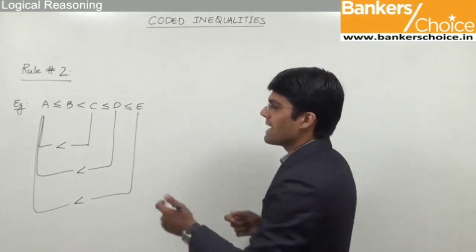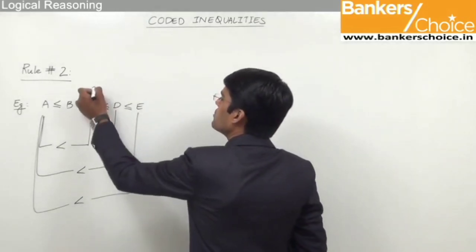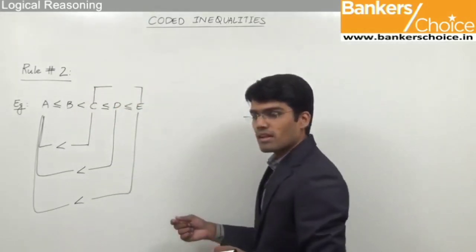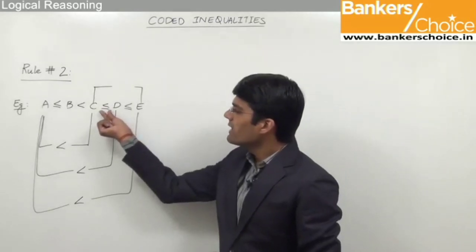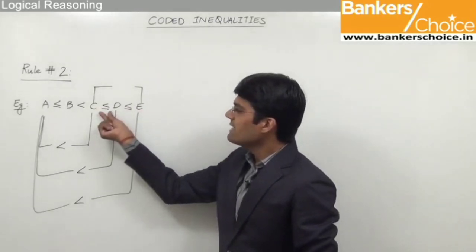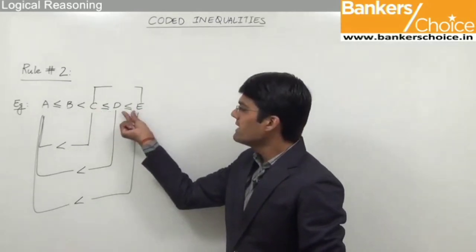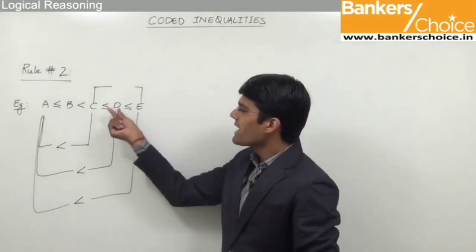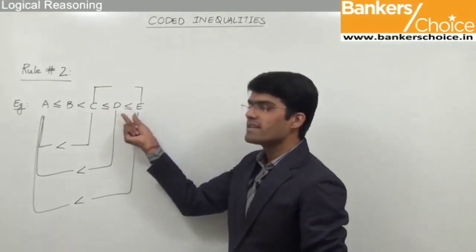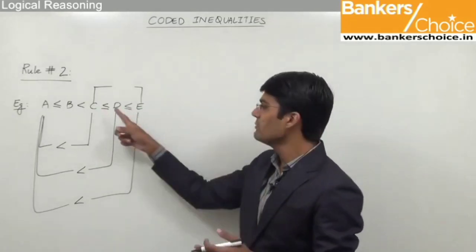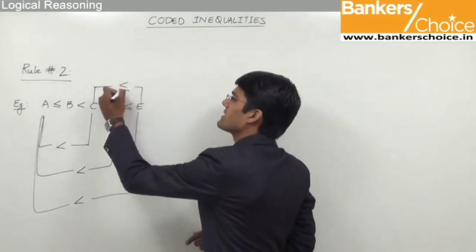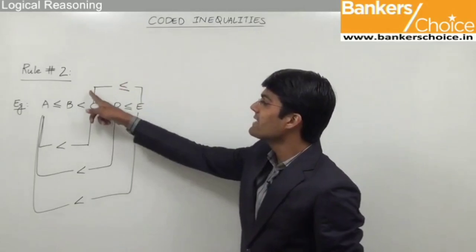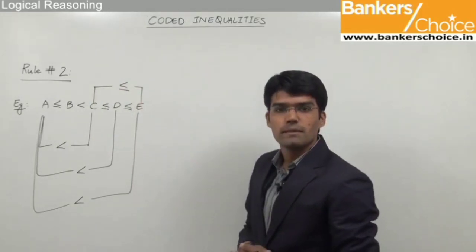Let us now take another example here. Let us say we are comparing the two variables C and E. If you observe, the two inequalities between C and E are C less than or equal to D, D less than or equal to E. Now in both the inequalities we find that they are the same, that is less than or equal to and less than or equal to. So the common part in both the cases is less than or equal to itself. So now we can say that C is less than or equal to E.